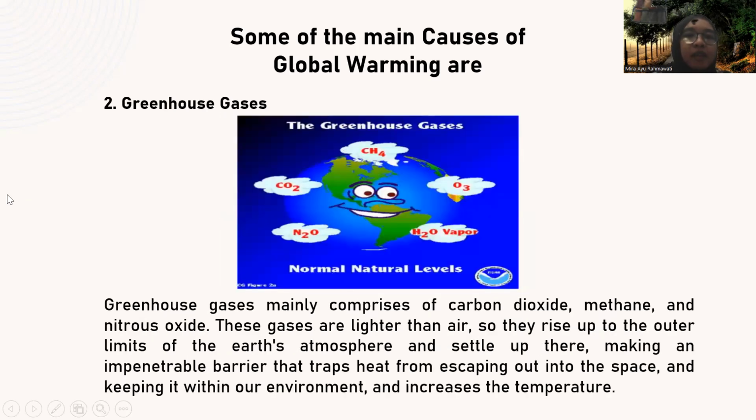Okay, number two, greenhouse gases. Greenhouse gases mainly comprise carbon dioxide, methane, and nitrous oxide. These gases are lighter than air, so they rise up to the outer limits of the Earth's atmosphere and settle up there, making an impenetrable barrier that traps heat from escaping out into space and keeping it within our environment and increases the temperature.